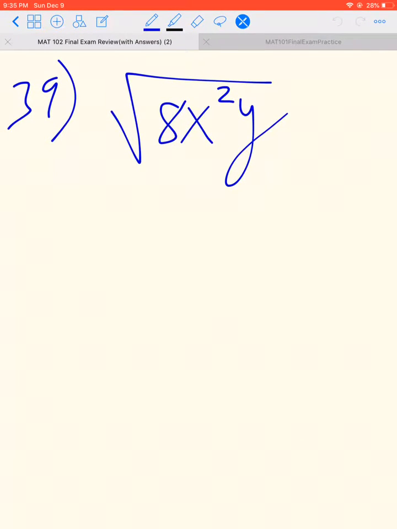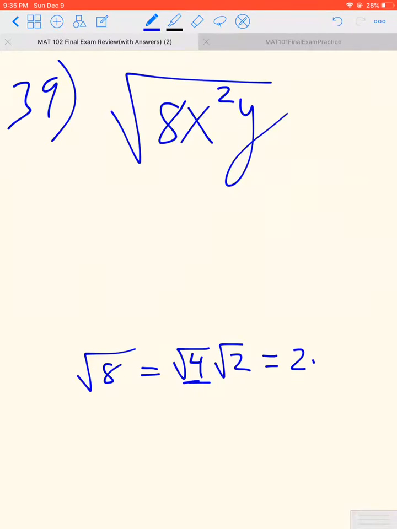In problem 39, we want to simplify the square root of 8x squared y. Let's first work on the number term. If I want to simplify the square root of 8, this is divisible by the perfect square 4. 4 goes into 8 twice. So I can rewrite the square root of 8 as the square root of 4 times the square root of 2. And then the square root of 4 is just going to be 2. So that's 2 square root of 2. So I'm going to have a 2 coming on the outside. I'm going to have a square root of 2 left on the inside.